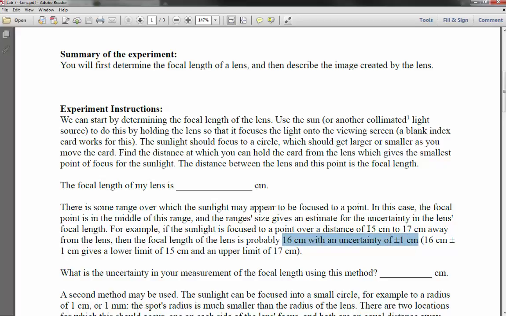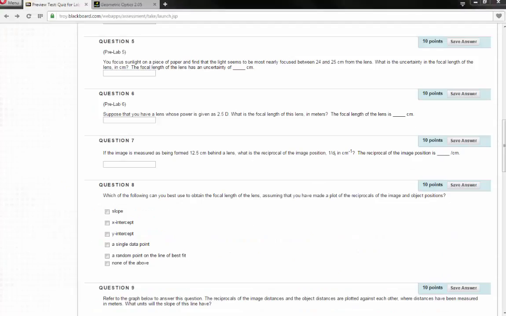1 centimeter is half the difference between these two. 17 minus 15 gives you 2, divide that by 2 and you get 1. In the problem we're actually being asked here, you have 24 and 25. So 24 minus 25 is 1 in magnitude, and if you divide that by 2, you get 0.5. So the uncertainty is 0.5 centimeters.